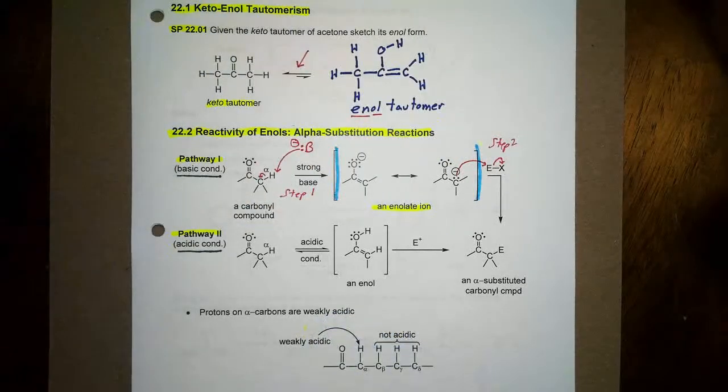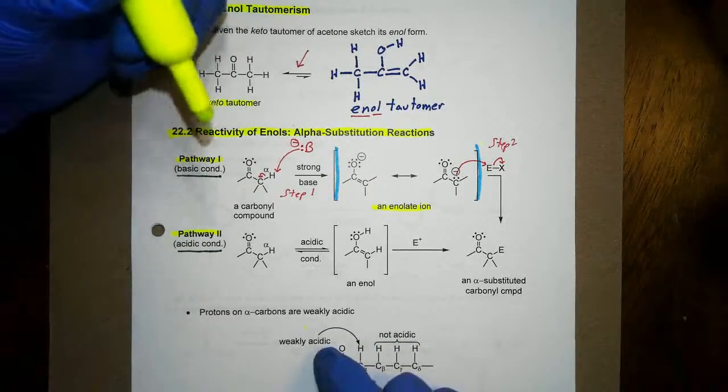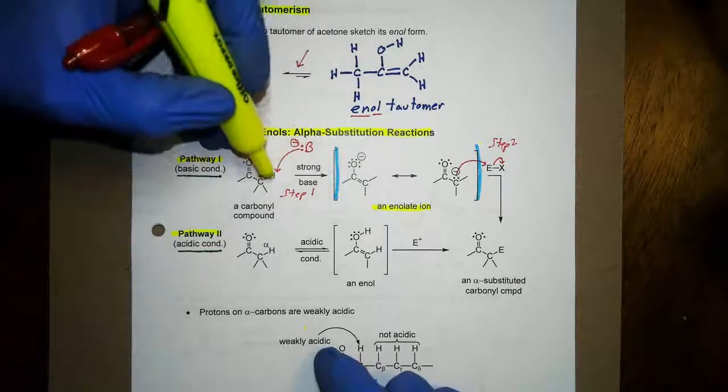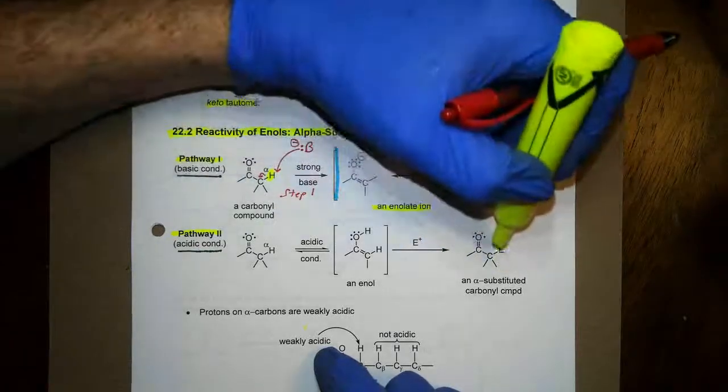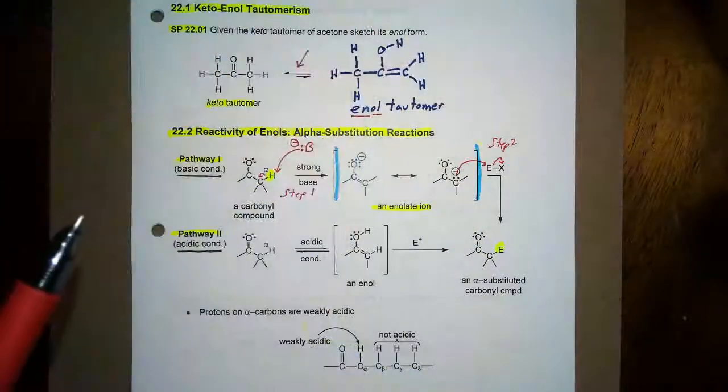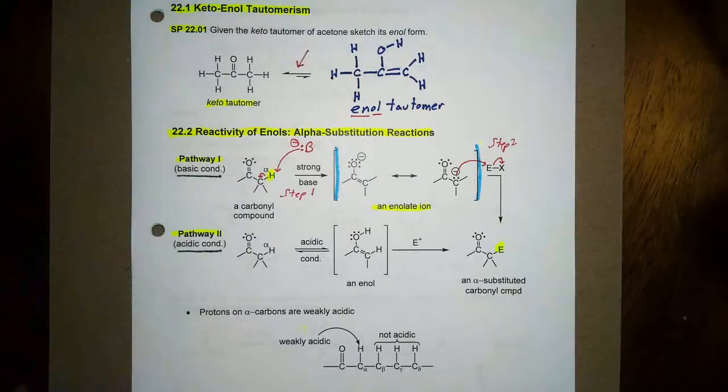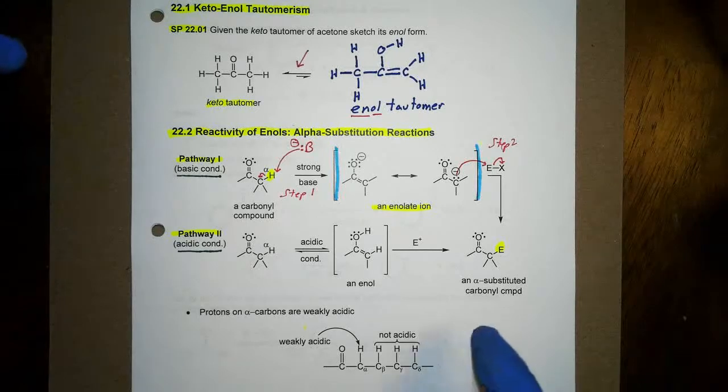Now look what happened. What was the overall result of this? The overall result was that where you formerly had a proton, you've replaced that with some group E. That group can be things like alkyl groups, it can be benzyl groups, other electrophiles that you could add to the alpha carbon. So we're building this molecule up.